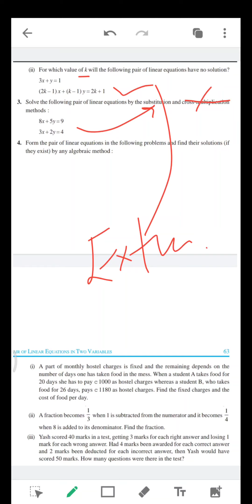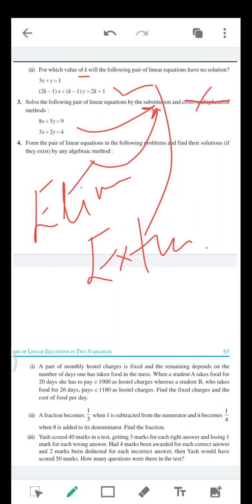Now coming to the fourth question, we are going to see question number 4 today. Form the pair of linear equations in the following problems and find their solutions if they exist by any algebraic method. So any algebraic method means you can solve it by substitution method or by elimination method, ignoring the cross multiplication.